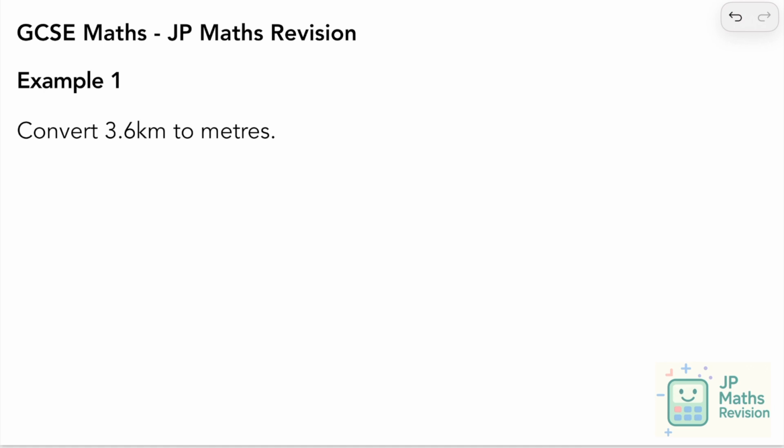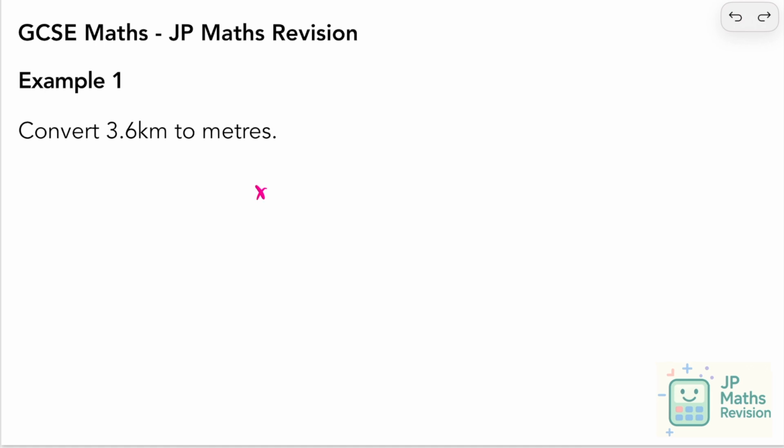Here's an example. We need to convert 3.6 kilometres to metres. So to get from kilometres to metres, we times by 1,000 because there are 1,000 metres in a kilometre. So 3.6 times 1,000 is going to be 3,600 metres. So the answer to this one is 3,600 metres.